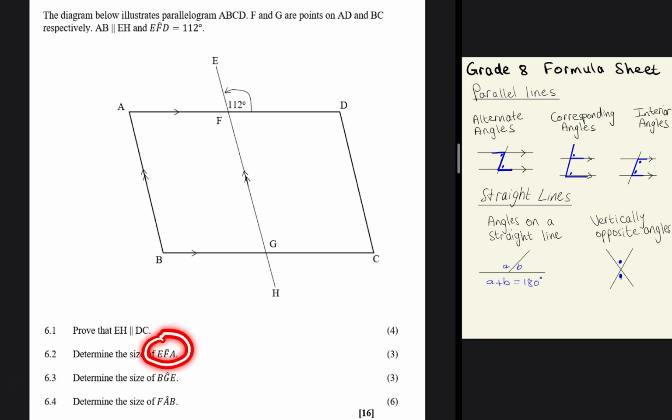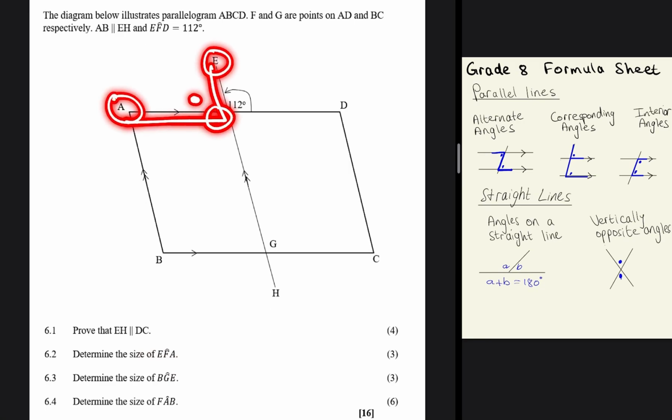So let's do 6.2, determine the size of EFA. So where's angle EFA? There's E, there's F, and there's A. If you connect it, we're dealing with this angle over here. So that's the angle that we want, EFA. Let's mark it over there. Let's again look at the formula sheet. And why the formula sheet? Because I'm going to use this here, angles on a straight line. Why? Because if you look in here, that's a straight line. And these two angles, angle EFA and this angle of 112, lie on the straight line.